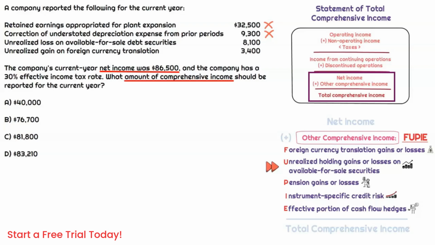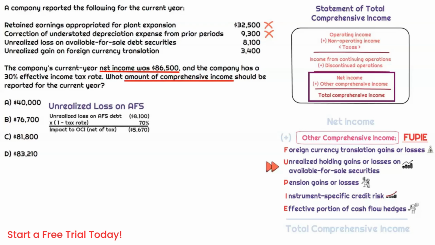Now, it's a loss, an unrealized loss, but we still need to record it net of tax. So when we multiply 8,100 of a loss times 1 minus the tax rate, which is just a quick way of getting net of tax, right? That tells us the impact to OCI, again, net of tax, is going to be an unrealized loss of $5,670, right? Because we can get some tax benefit from that. So that's going to be the impact there.